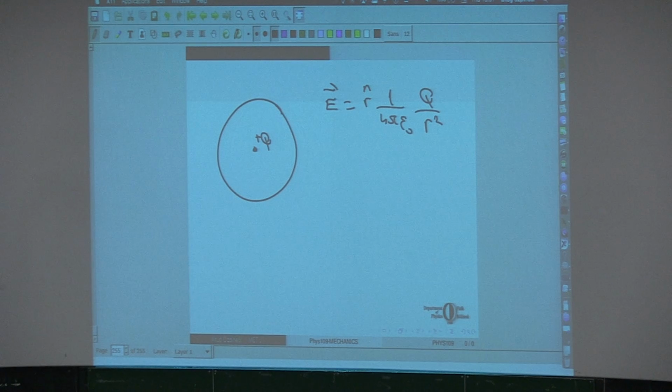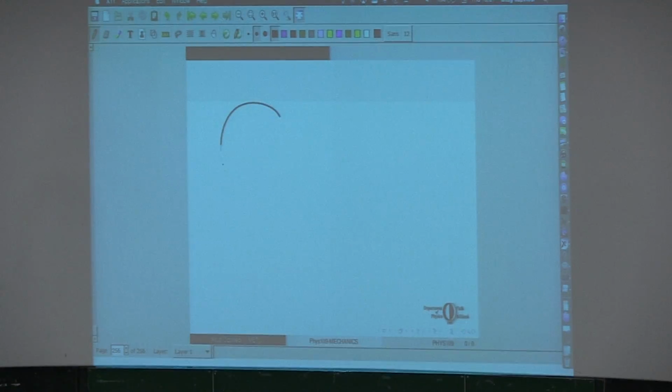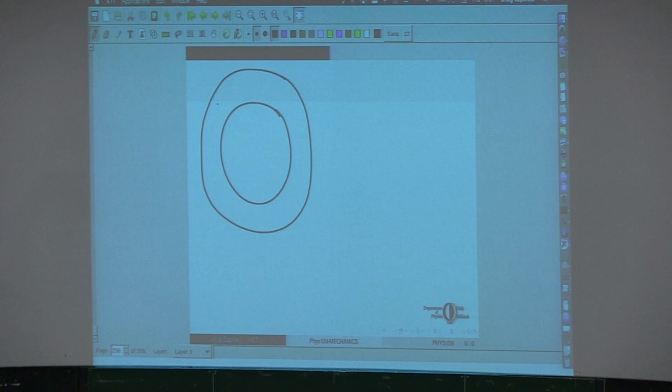Okay, let's do another problem, not this infinitely thin shell, but let's discuss what happens if we have a thick conducting shell. This is our shell, conducting. Inside we put some positive Q charge. So what is the charge inside my conducting shell?